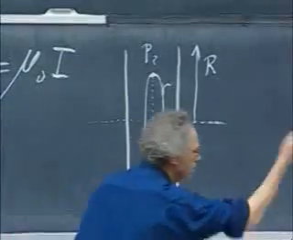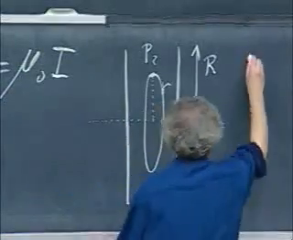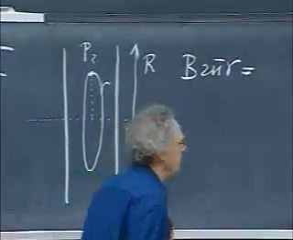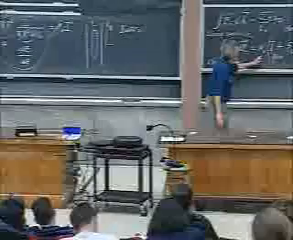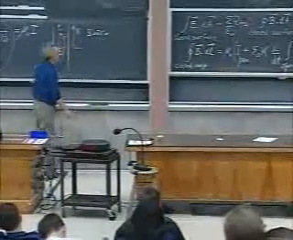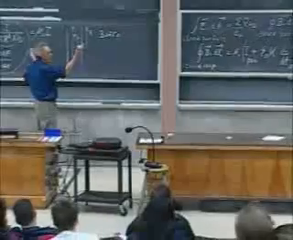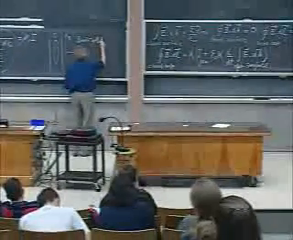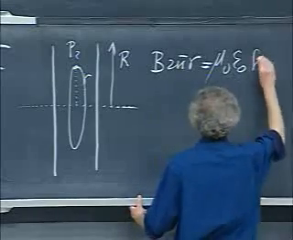I apply now the new law. B times 2 pi r. And there we go. We have a mu 0, we have an epsilon 0, we have a kappa. There's no current going through here, so I enclosed is 0, right? That's not even an issue. So we get mu 0, epsilon 0, kappa.